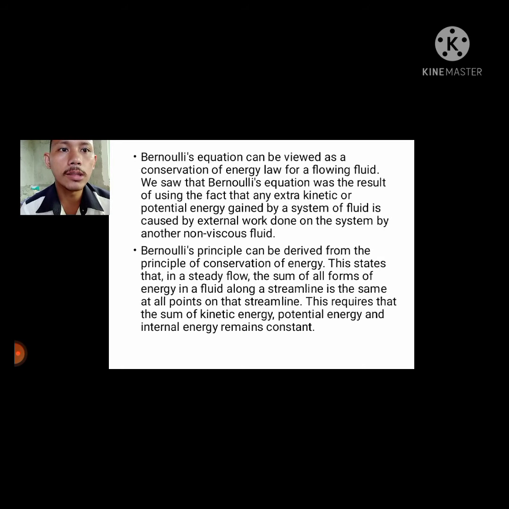So, we saw that Bernoulli's equation was the result of using the fact that any extra kinetic or potential energy gained by a system of fluid is caused by external work done on a system by another non-viscous fluid. So Bernoulli's principle can be derived from the principle of conservation of energy. This states that in a steady flow, the sum of all forms of energy in a fluid along a streamline is the same at all points on that streamline. This requires that the sum of kinetic energy, potential energy, and internal energy remains constant.